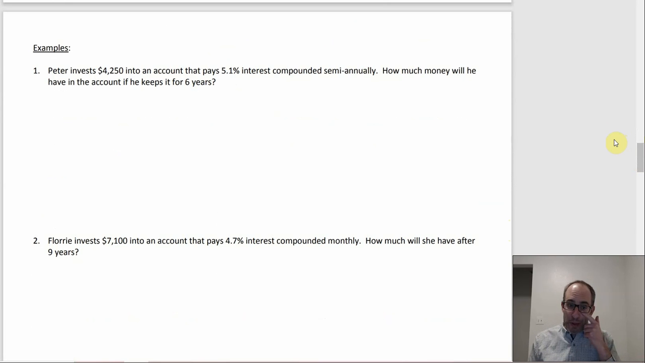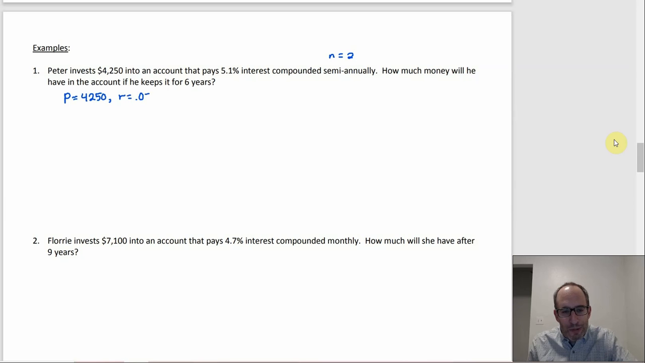All right. So this one says Peter invests $42.50 in an account paying 5.1% interest compounded semi-annually. So semi-annually, that means N equals 2, right? Compounding twice a year. So how much money will he have in the account if he keeps it for 6 years? All right, so let's see what we got. Our principal is the $42.50. So I'm just going to write everything out first and then stick it all in the formula. Then the next thing in the wording is the 5.1%. That's R. I just have to convert it into decimal form, so 0.051. Next thing is that N is 2 from the semi-annually. And then at the end, he's going to keep it for 6 years, so that's the elapsed time, so that's T.